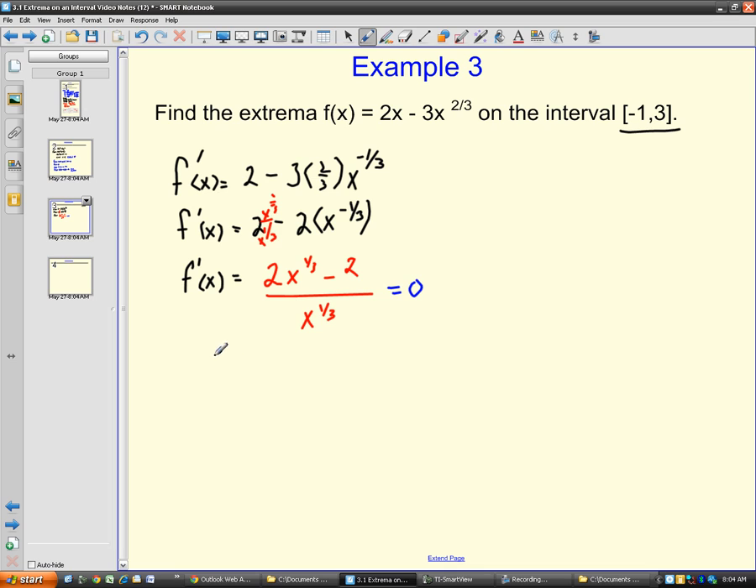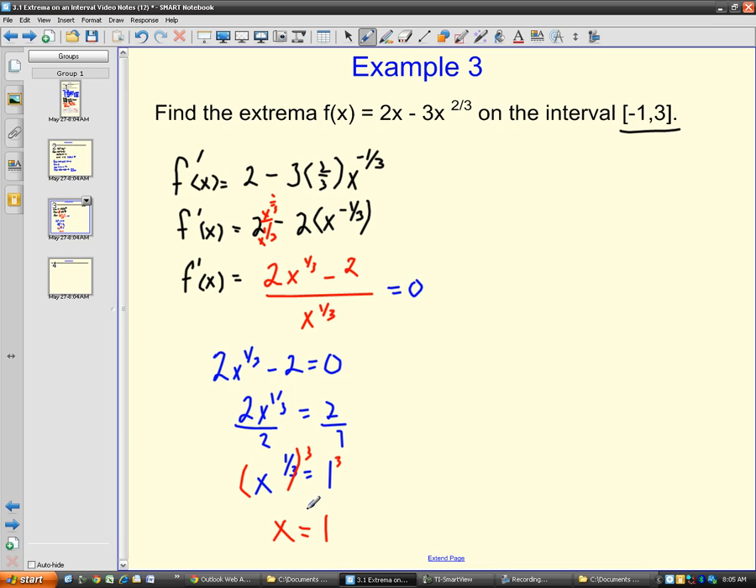So when I set the top equal to 0, I have 2x to the 1/3 minus 2, and then I add my 2 across the equal sign. So we get 2x to the 1/3 equals 2, divide by 2. So I get x to the 1/3 equals 1, and in order to get rid of the 1/3, I'm going to cube both sides, take it to a power of 3, which basically means x is 1.